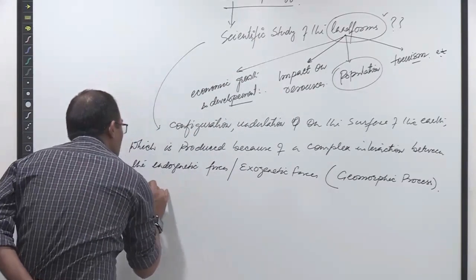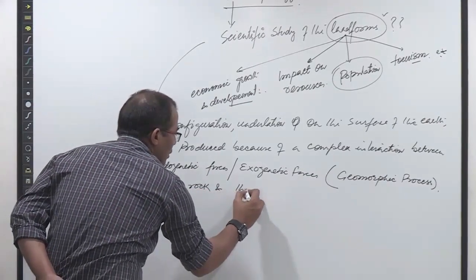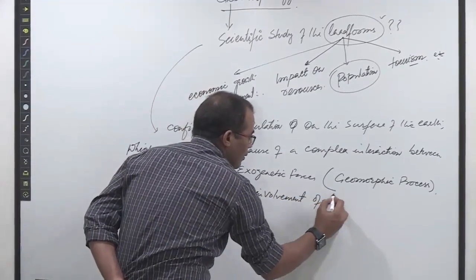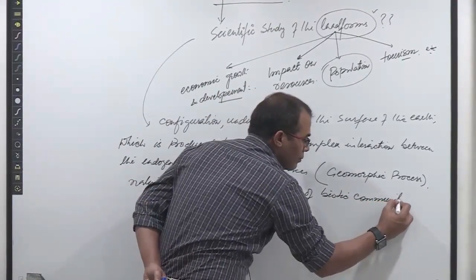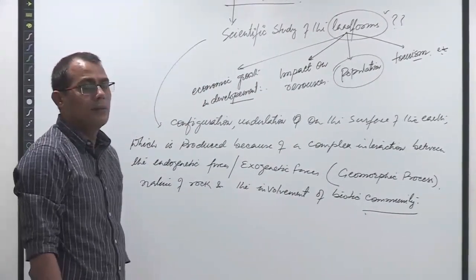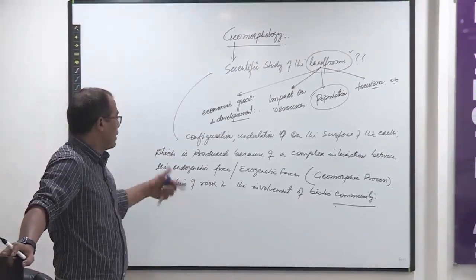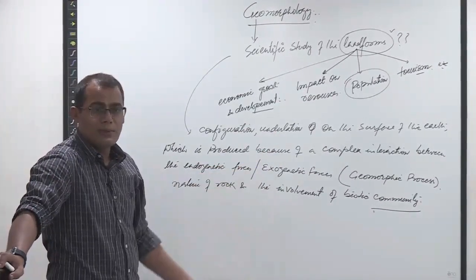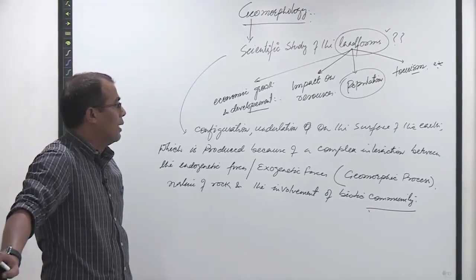Then we have the nature of rocks and the involvement of biotic community. So a combination of endogenetic and exogenetic forces together with the nature of rock and the biotic community. Here biotic community in broader sense will include humans as well, and the human impact on landforms.